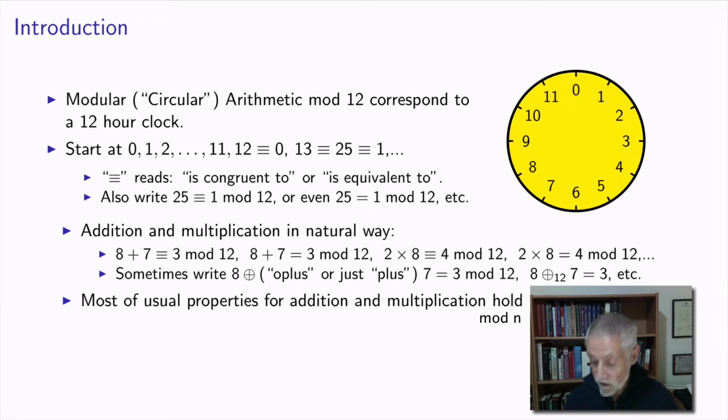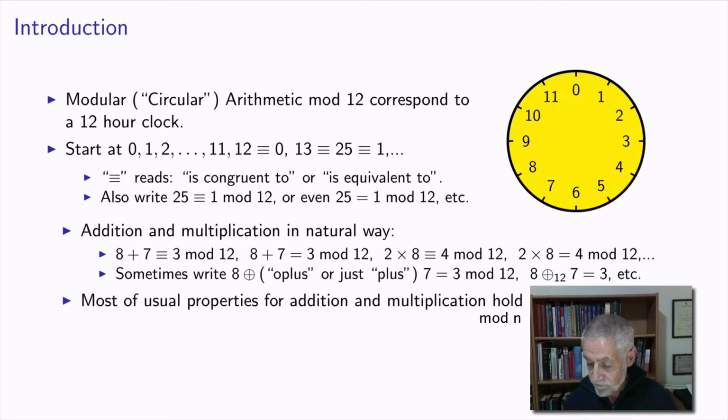Another notation we use is circular plus. So we say that 8 circular plus 7 is equal to 3, modulo 12. So it's a slightly different type of addition from the usual addition. It's the ordinary addition, and then we take the remainder after dividing by 12. Sometimes we'll write 8 circular plus with a 12 down here to emphasize that we're doing addition modulo 12, and so on.